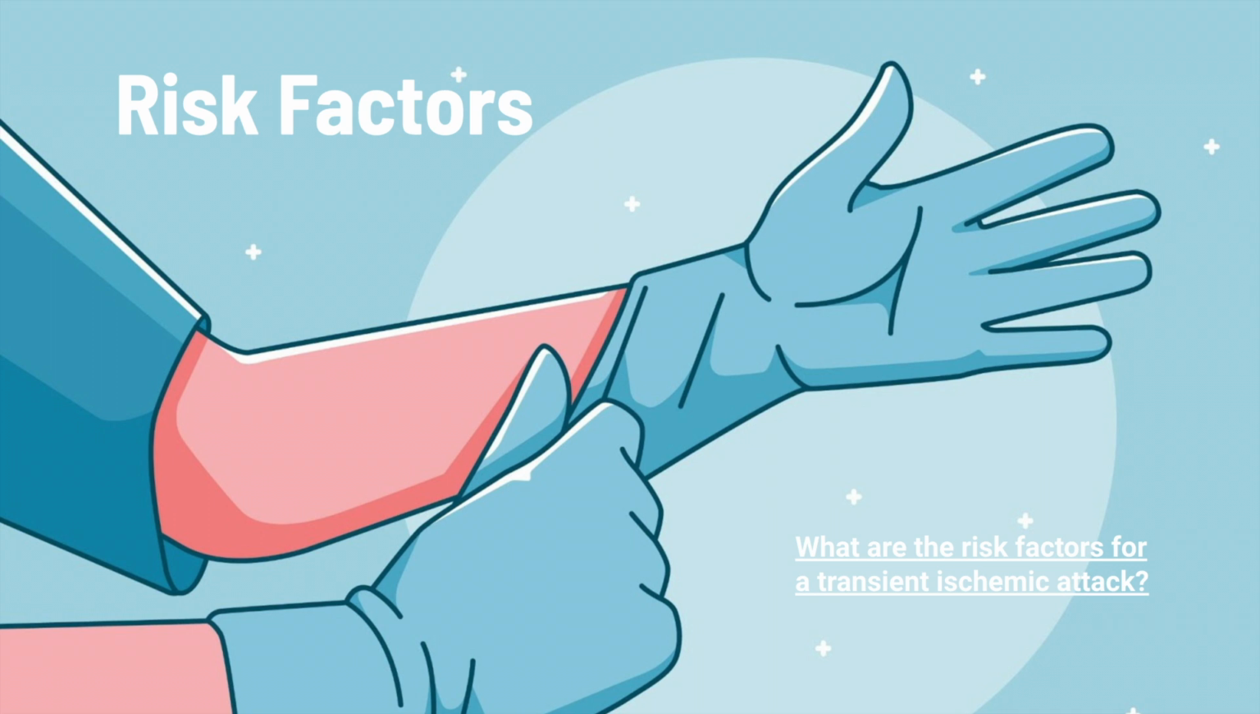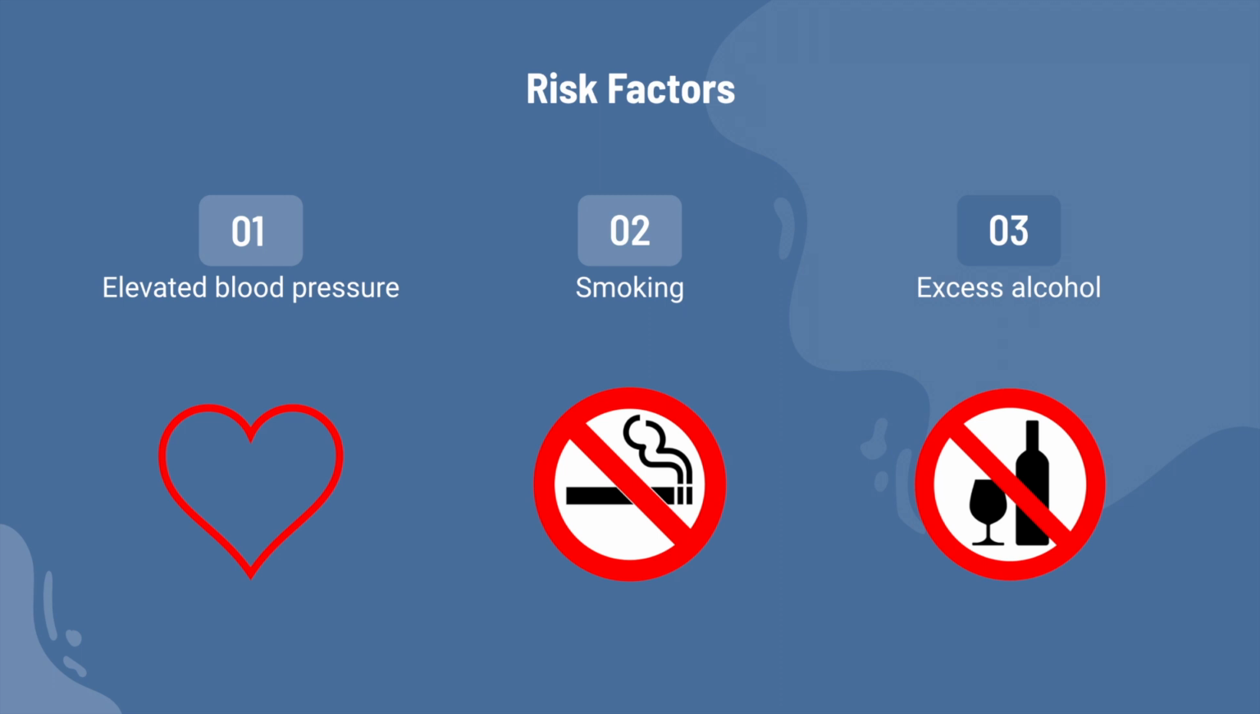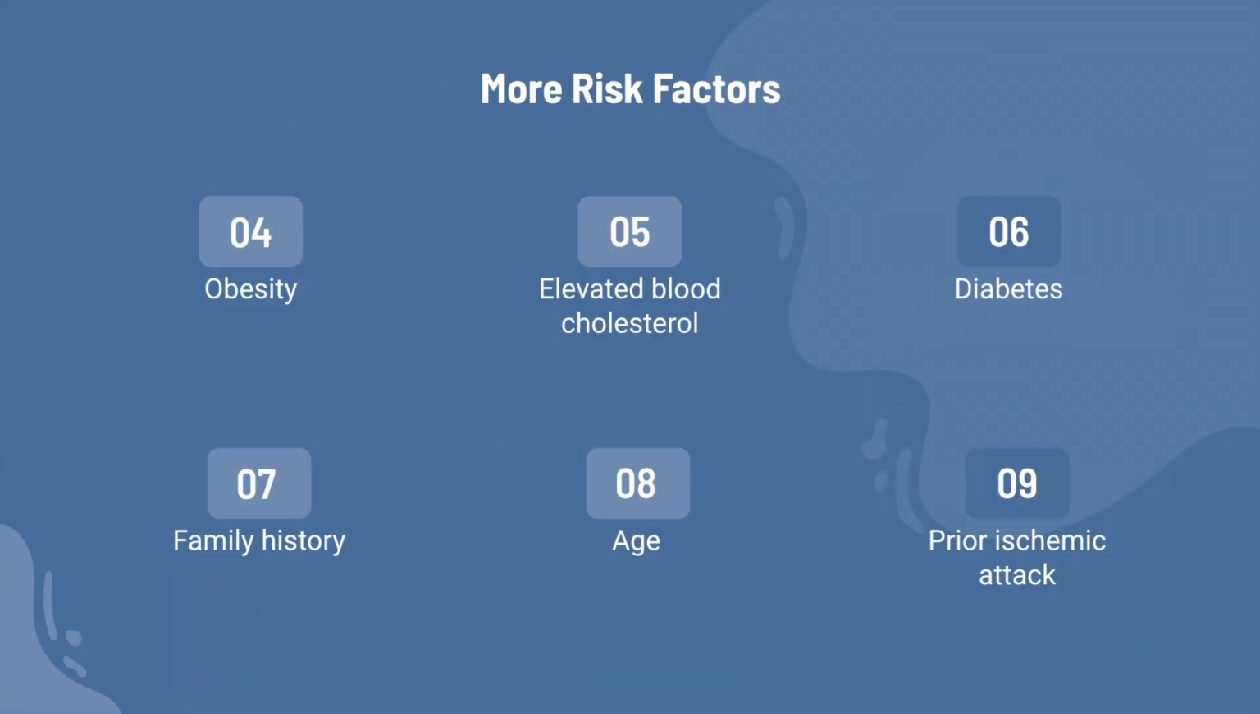Risk factors. What are the risk factors for a transient ischemic attack? The risk factors include elevated blood pressure, smoking, and excess alcohol. They also include obesity or being overweight, elevated blood cholesterol, diabetes, family history, age, or having had a prior ischemic attack. It's important to note that while some of these factors, such as smoking and excess alcohol, are controllable, others, such as age and family history, are not.